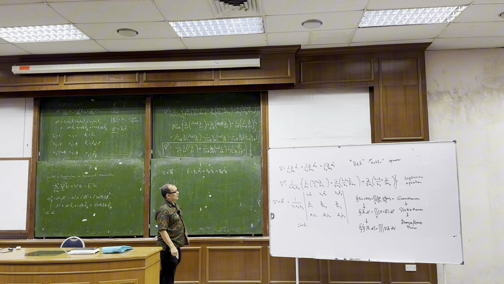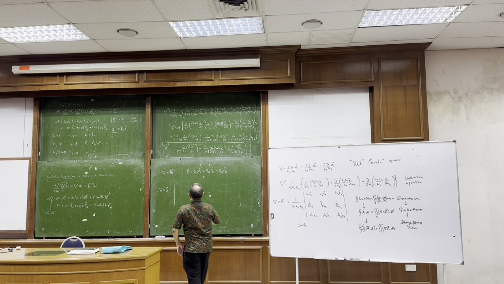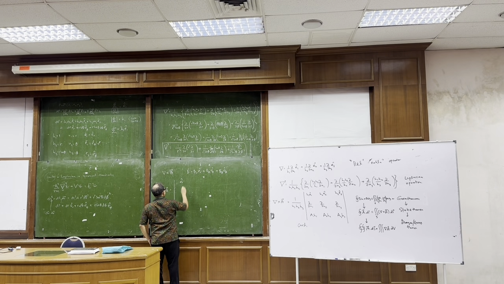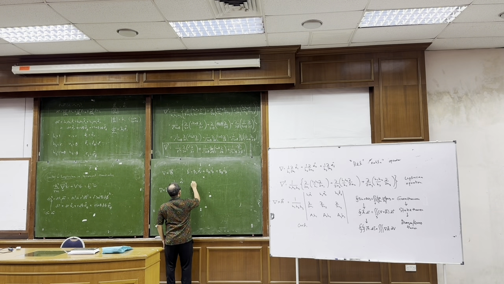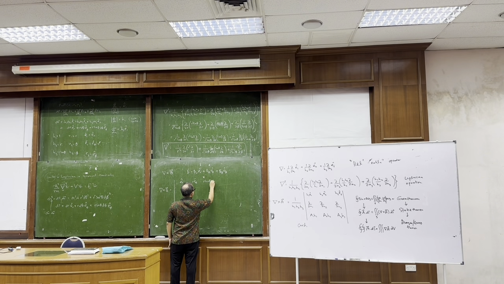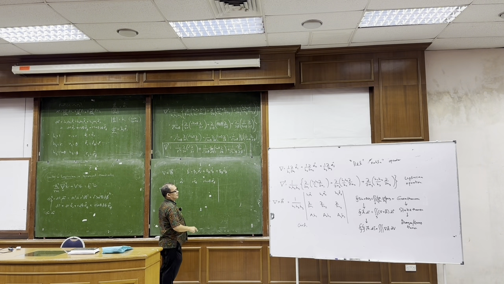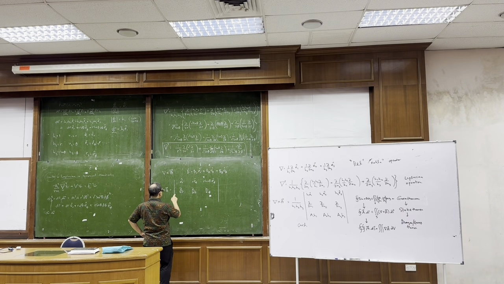So h1 is 1 for e_r. H2 is r for e_theta. That's it. And then h3 is r sine theta for e_phi. Okay, and then the other one is the differential: u1 is r, u2 is theta, and u3 is phi.